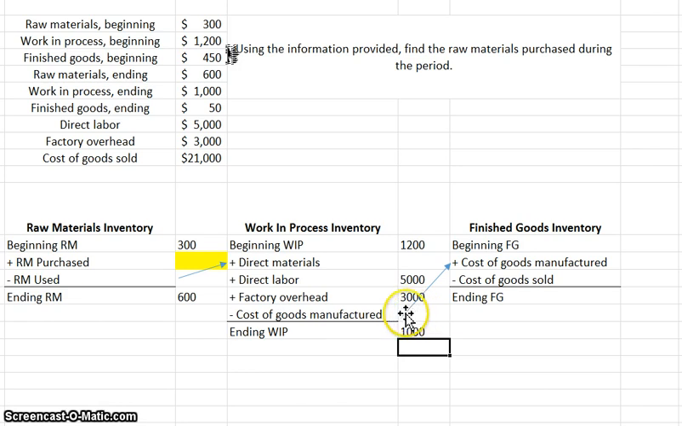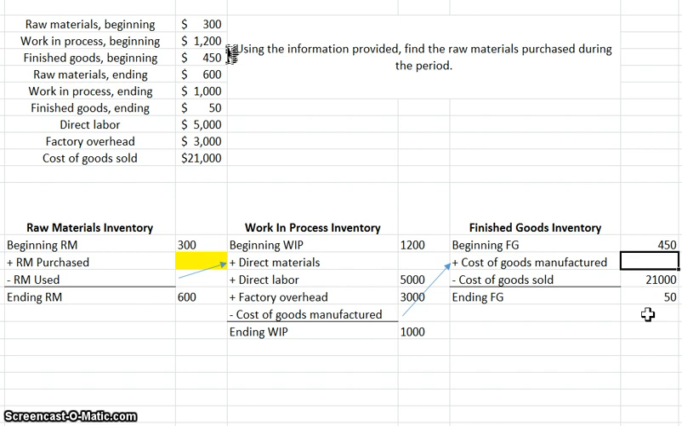Since that's not provided, we're going to have to go all the way to the right-hand side of our cost flow sheet, finished goods inventory. Beginning finished goods, they do provide that, 450. Cost of goods manufactured is what we need to find. Cost of goods sold, that's provided, 21,000, and ending finished goods is 50.